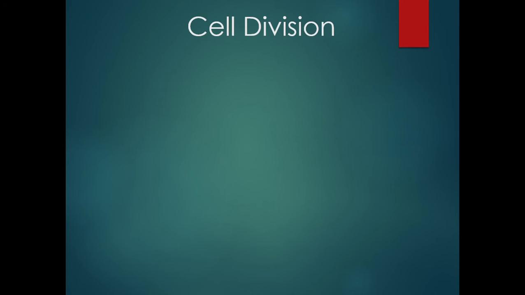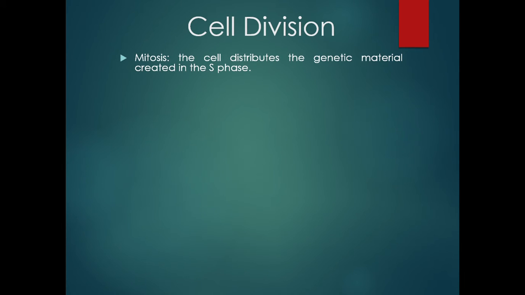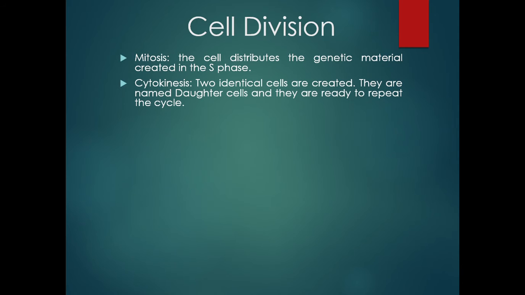Now we're going to continue with cell division. So, mitosis. The cell distributes the genetic material created in the S phase. You're going to find later on that mitosis has several steps to follow, but basically what happens in all of them is that we divide the genetic information. And we have the cytokinesis as well. Two identical cells are created at the end, and they are named daughter cells. And of course, they are ready to repeat the whole cycle again.